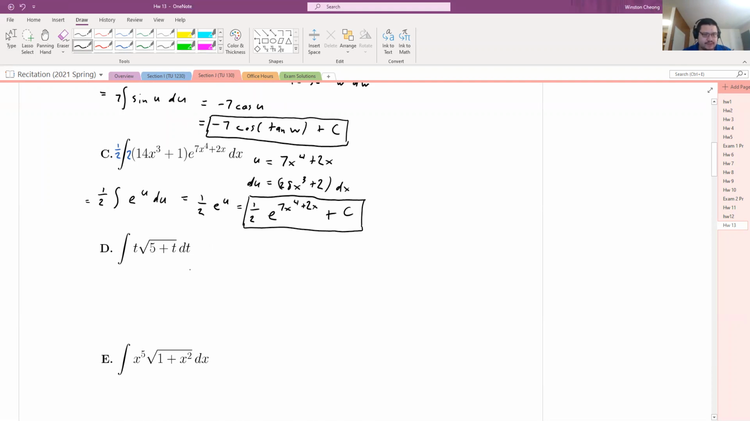Okay, so now D and E are actually a bit more complicated. These first three are what I would consider a bit simpler, because you directly calculate your u, calculate your du, and then you can substitute things right away. With D and E, you actually need to do something additional. Because it turns out that this t and this x to the fifth will linger around when you do the substitution.